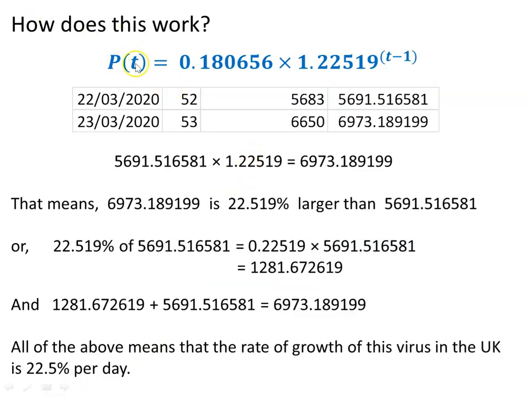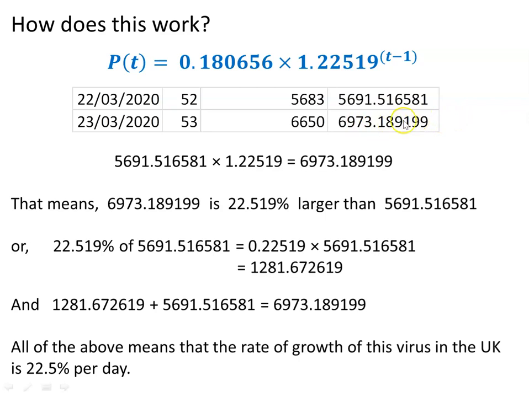Okay, so how does this model work? So here's our model. What do all these decimal numbers mean? If we look at day 52, which is the 22nd of March, and day 53, which is the 23rd of March. On day 52, we had 5,683 cases. The model predicted 5,691.516581.